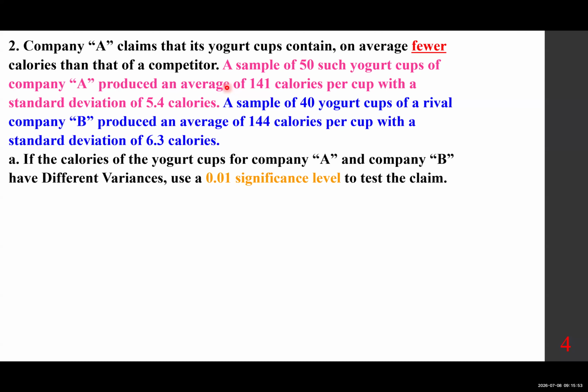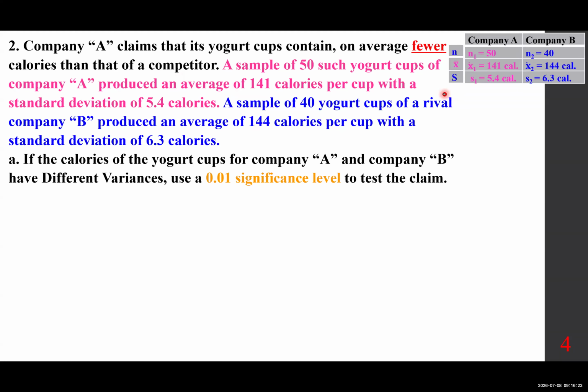So x sub 1 bar is 141. x sub 2 bar is 144. And finally, standard deviation for the first group, s sub 1, is 5.4. For the second group, s sub 2 is 6.3, and alpha is 0.01. So n, x bar, s, and there you have it. First, I want to make sure the given is understood. And of course, alpha is 0.01.